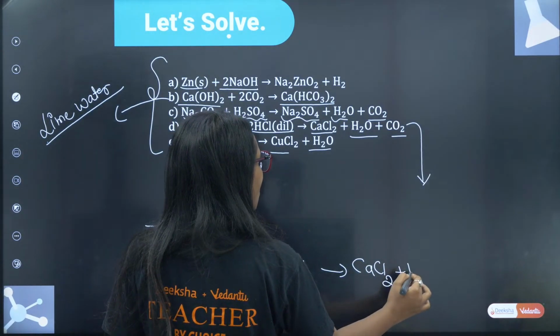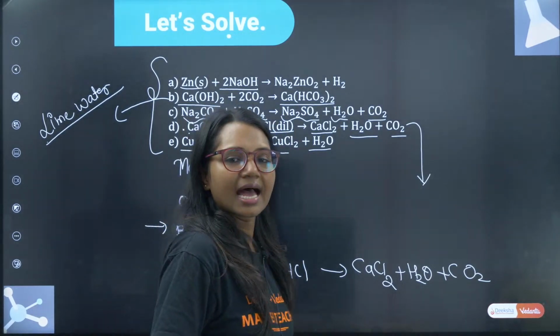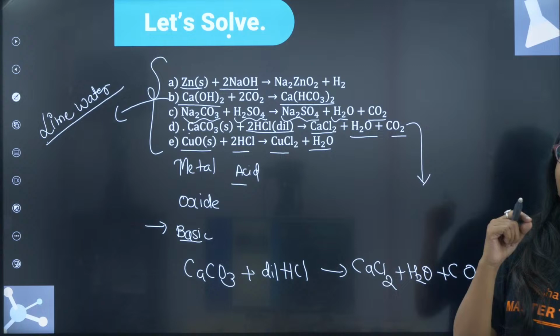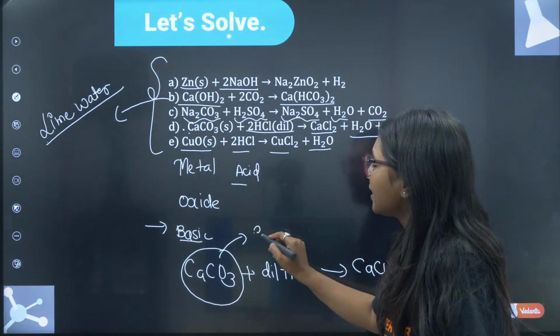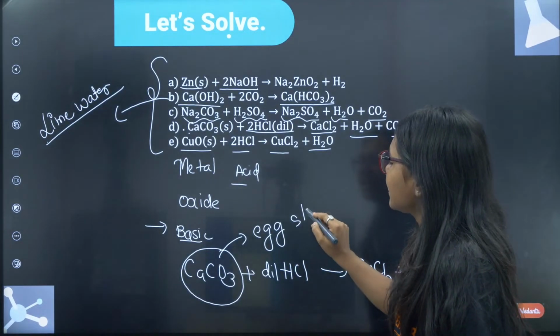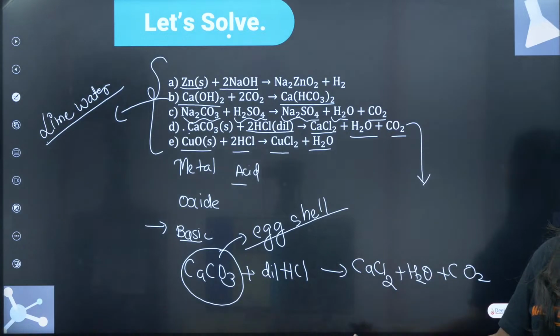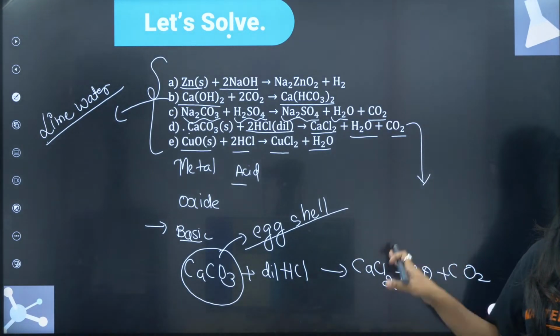Calcium chloride plus water plus CO2 gas. Just have a look. If you add HCl acid to the eggshell, the eggshell contains calcium carbonate. Eggshell contains calcium carbonate. My dear students, do give me a thumbs up if you have understood this question.